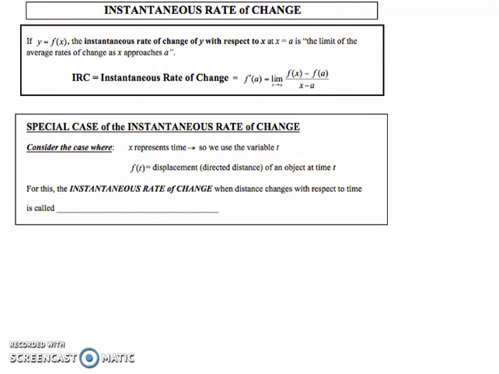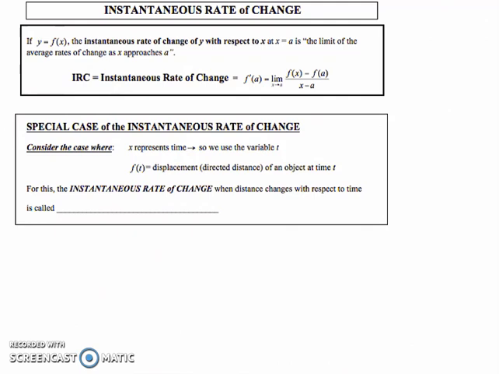Today we're going to be finishing up our study of limits and derivatives by talking about instantaneous rate of change. So if y is equal to the function f of x, then the instantaneous rate of change of y with respect to x at some point x equals a is the limit of the average rate of change as x approaches a. Okay, so in definition form, IRC, which we abbreviate for instantaneous rate of change, is equal to f prime of a, which we know is the derivative of the function f at point a, which is equal to the limit as x approaches a of f of x minus f of a over x minus a. Wow, that ties together everything that we've done in section 12.3.